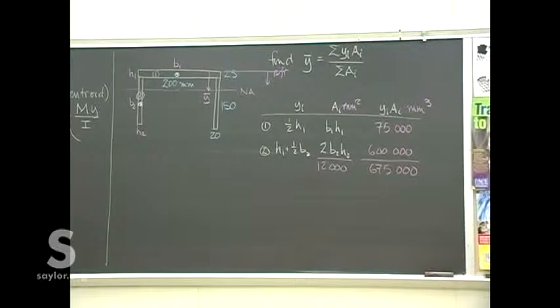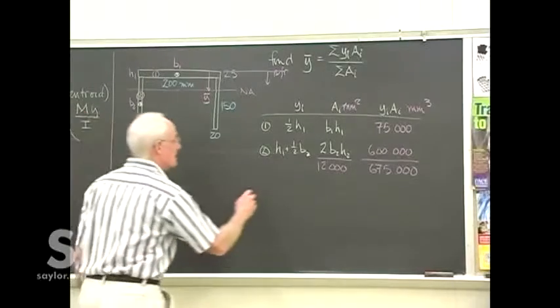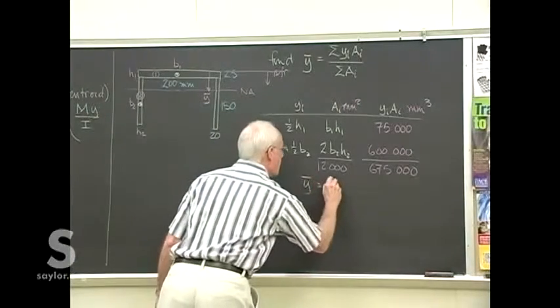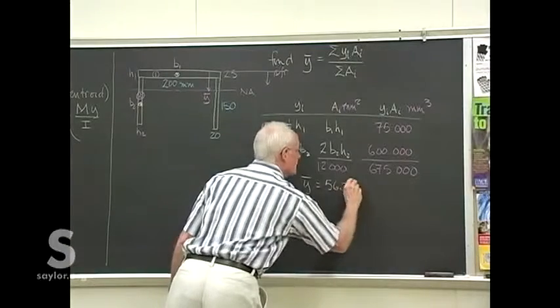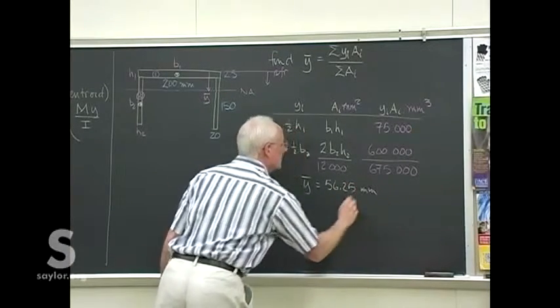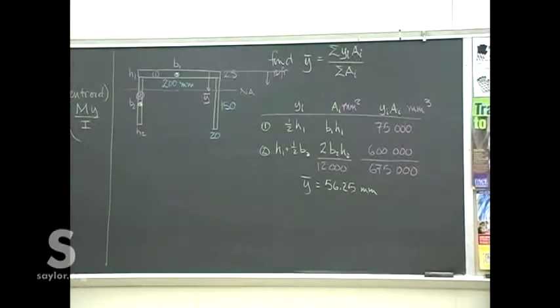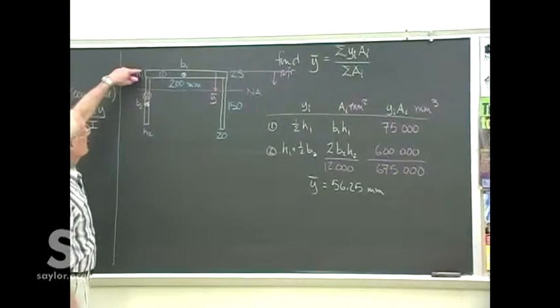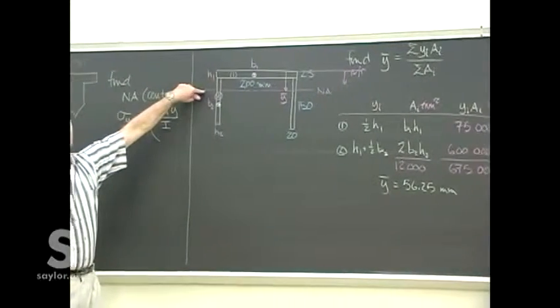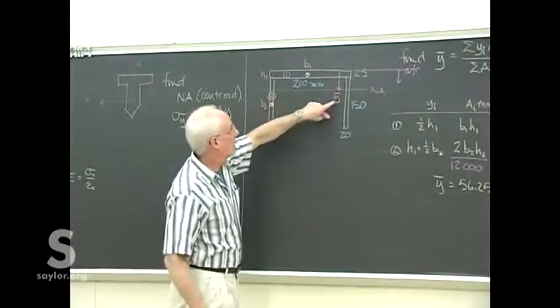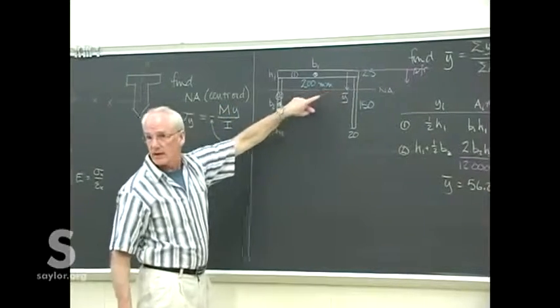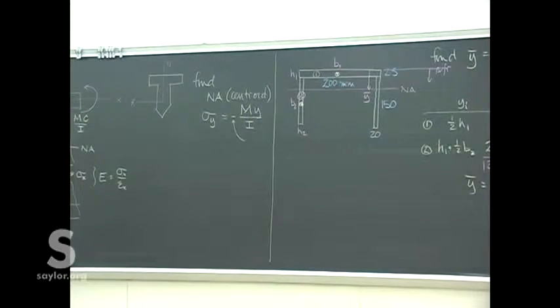All right, so with that, we divide those two, get y bar, 56.25 millimeters when we divide those two. And that's right about where we'd expect. So we now know that y bar is 56.25. We're down that far from the top, our arbitrary reference.